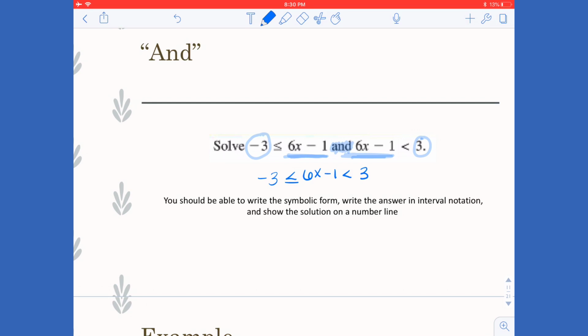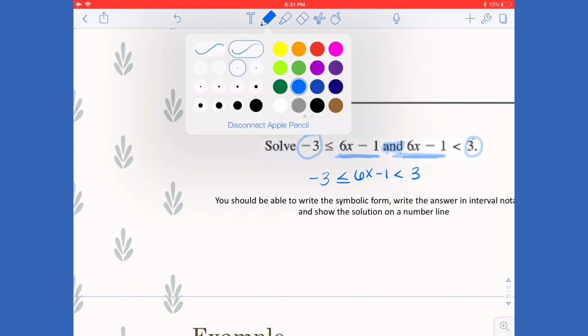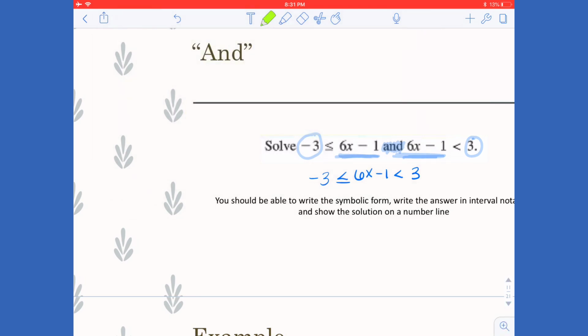And so now that we've written this as a compound inequality using the word and, we can actually solve this together as one inequality. Okay, so it's kind of up to you if you want to solve the two separate inequalities and put the solutions together at the end, or if you want to go ahead and solve them together, while it's written as the compound inequality with the and. It's really up to you. I'm going to go ahead and solve it with it all written together.